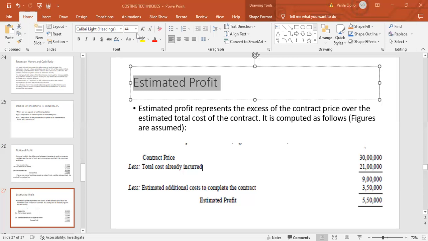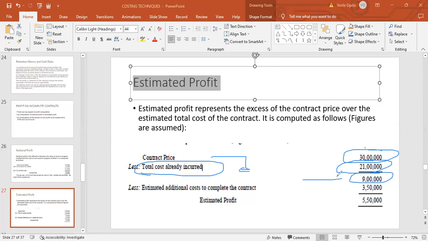So let's say we are assuming that we have a company, and this company has a contract, and the contract price agreed upon between the client and the business is equal to 3 million. And then so far, they have already incurred a cost of 2.1 million. It means that there is 900,000 that is left out of the agreed price.